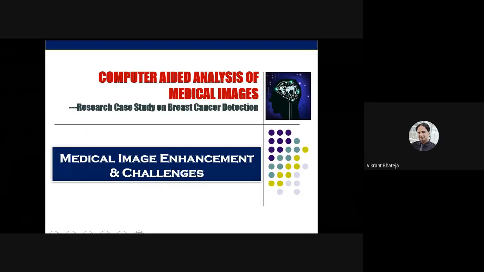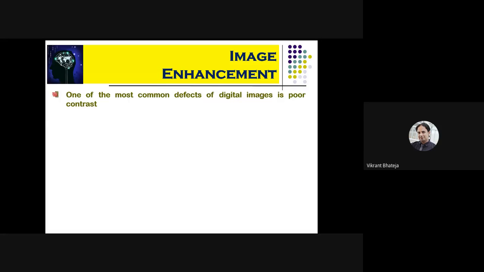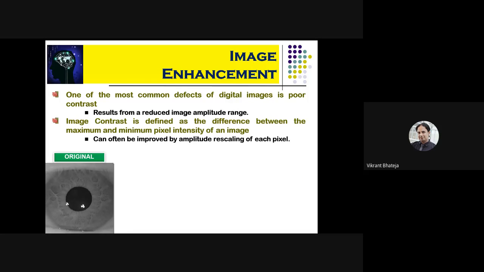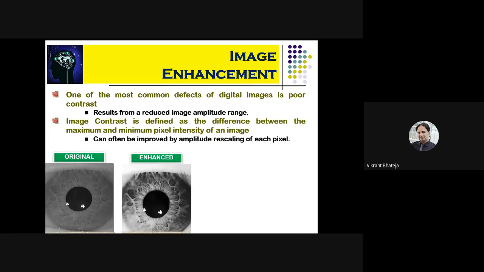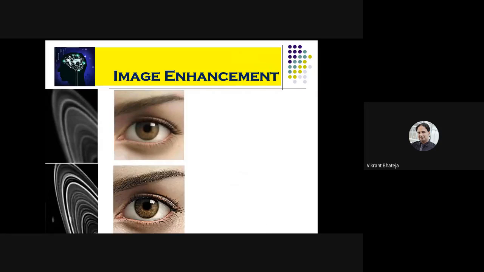So now the medical image enhancement and its challenges. We know, just a quick review, image enhancement is where you are trying to improve the contrast of a particular image, trying to maximize the difference between the maximum and the minimum pixels. You are trying to do an amplitude rescaling of each pixel so that the contrast can be better.